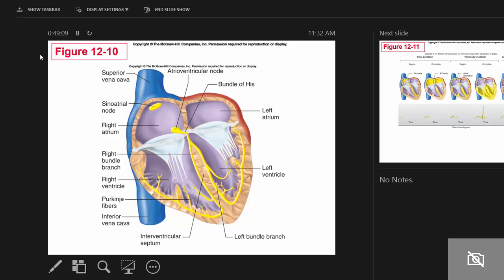Why do we need a time delay mechanism? Think practically how the heart works. You've got four chambers, two atria and two ventricles. Why do we need a delay from the time these two contract to the time these two contract? Practically speaking, why do you have to delay the signal? How does the heart work? Yeah, go ahead.